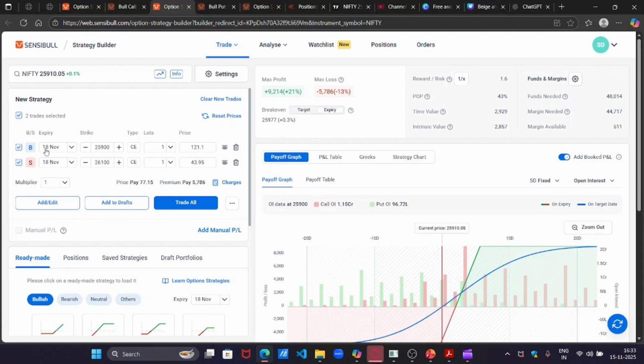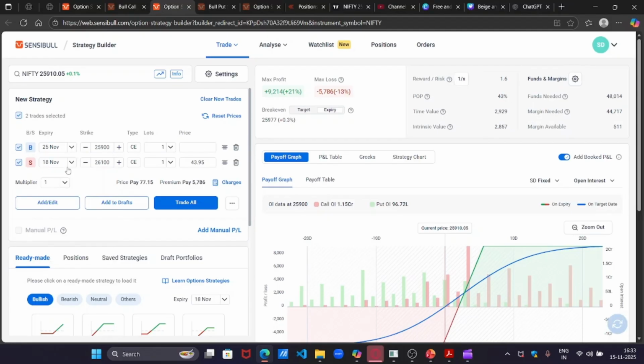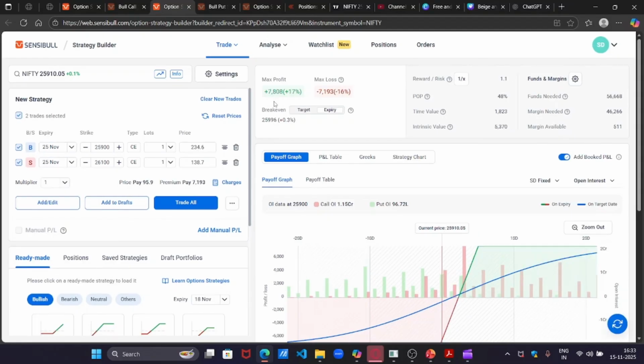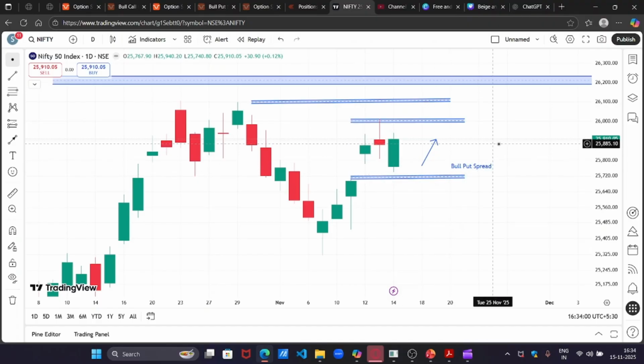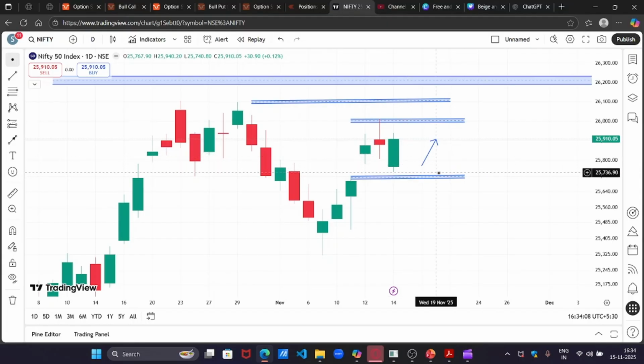We are having an expiry of 18 November. We can choose any expiry based on our trade. Suppose we want to trade for the month end expiry, 25, 10 days remaining, and let's see our view. So suppose what I'm saying is the market would go up from here. Whenever the market opens, I'm saying that by end of 10 days or 15 days, the market is going to go up and cross this 26,000 level, right?